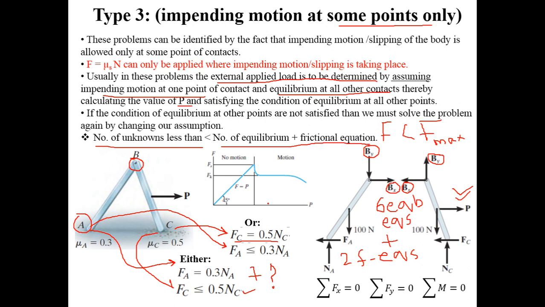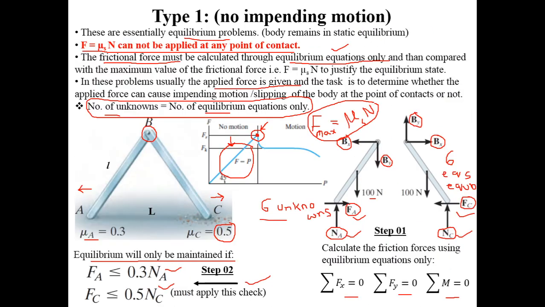So for now, you just understand that for type 1 problem, you have to assume that your body is in equilibrium. When it is in equilibrium, the friction force at all points of contact will remain less than the maximum friction force. Okay, and this means that your points are in equilibrium, no motion.